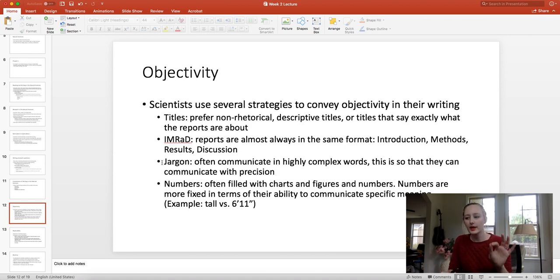I cannot say this word. Replicability. Oh my gosh. Having a day, y'all. Okay.